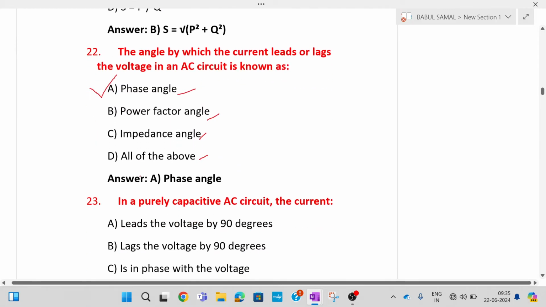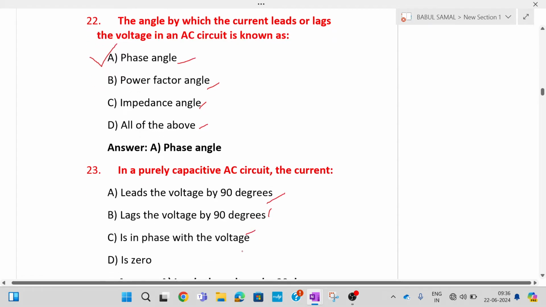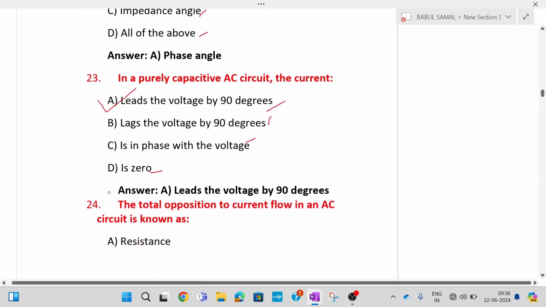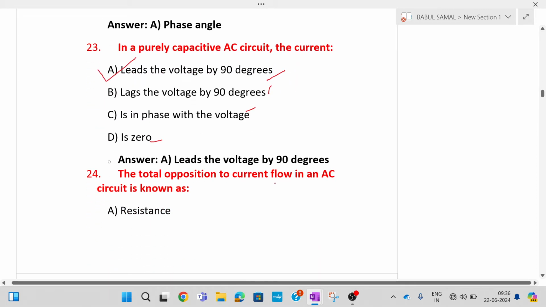Next question. In a purely capacitive AC circuit, the current: options are leads the voltage by 90 degrees, lags the voltage by 90 degrees, is in phase with the voltage, is zero. So in a purely capacitive AC circuit, the current leads the voltage by 90 degrees, which is option A.